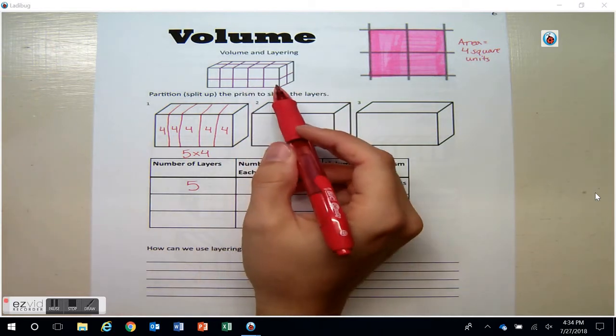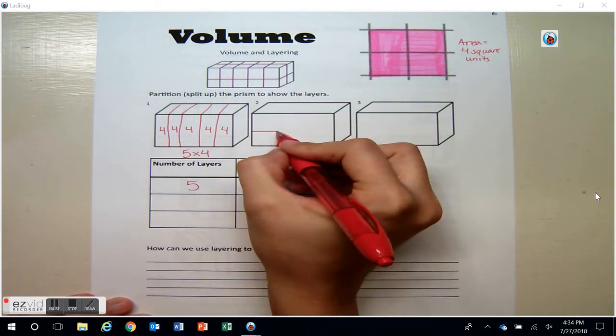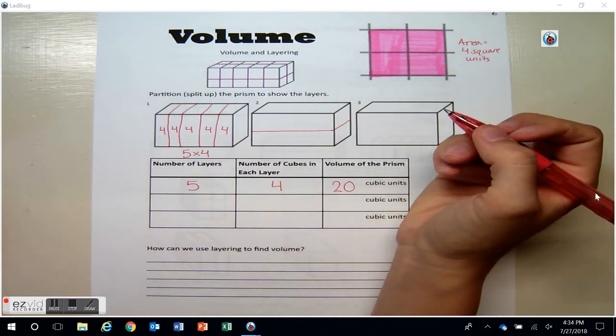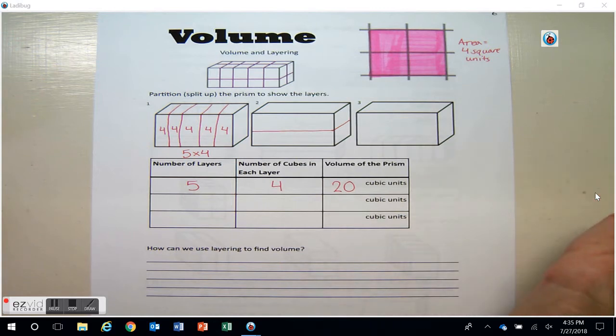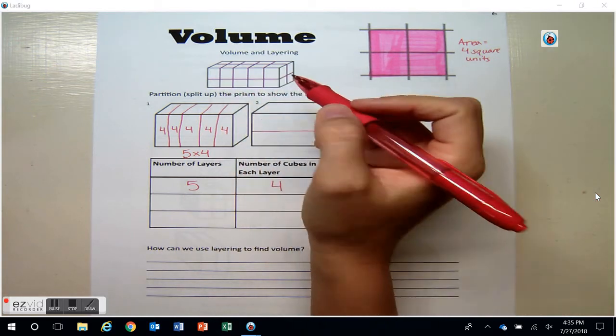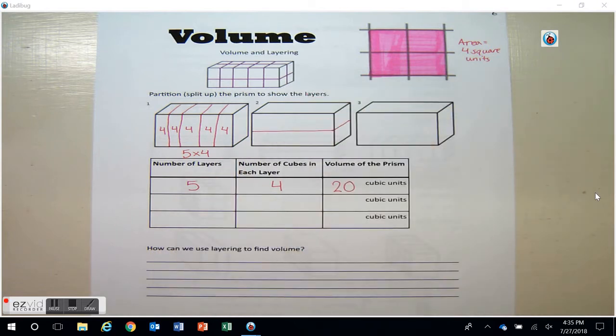Let's look at it if we could do it in a different way. Let's see if we could split it horizontally, like a cake. Cakes have layers too. If I split it horizontally, like right here in our picture, what would that look like?